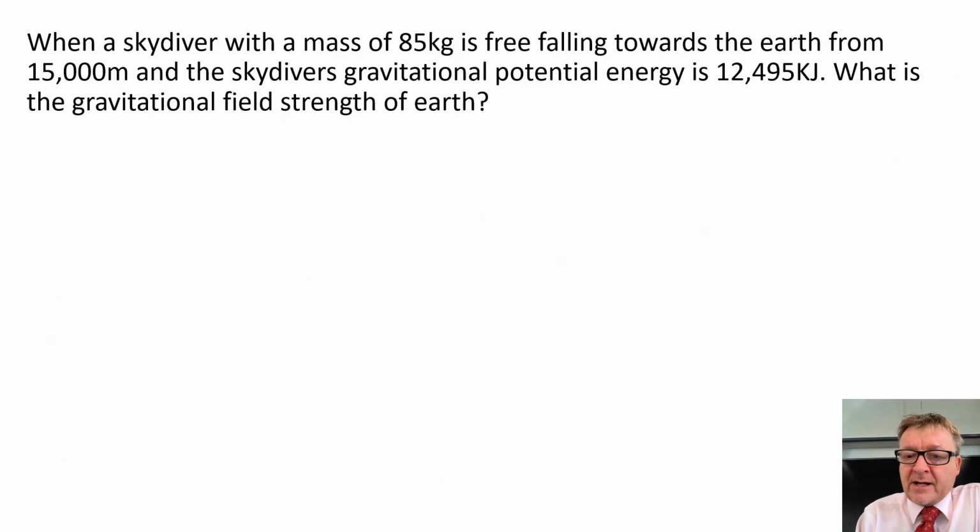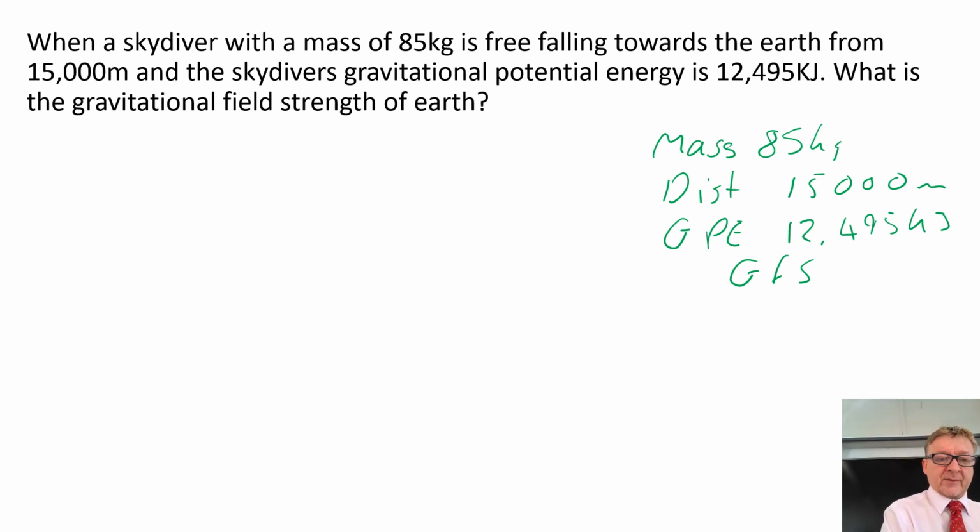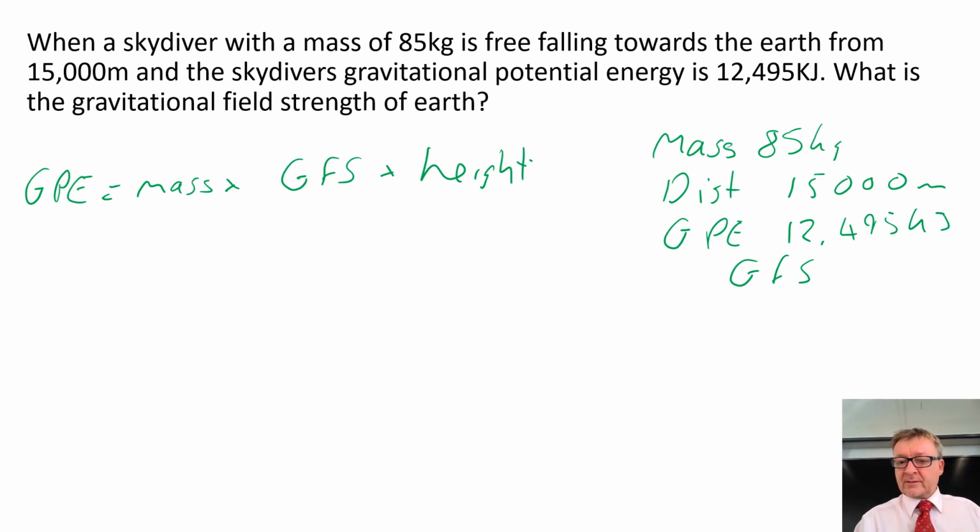So when a skydiver with mass 85 kilograms is free falling to Earth from 15,000, so distance is 15,000 meters, the gravitational potential energy is 12,495 kilojoules. What is the gravitational field strength? Okay, so let's look for our equation. Gravitational potential energy equals mass times gravitational field strength times height, okay, which I guess is the same as distance. Units. Gravitational potential energy, 12,495 kilojoules equals 12,495 times by 1,000 joules.